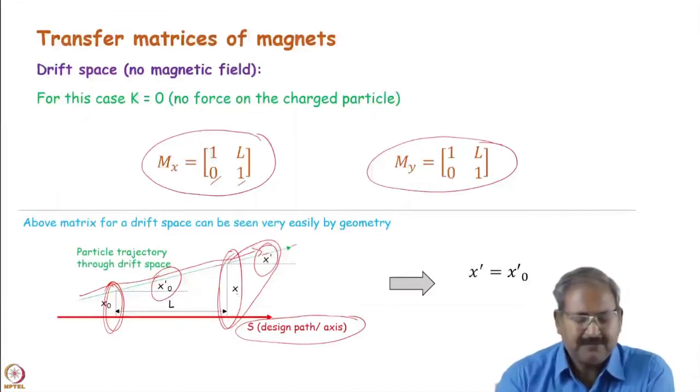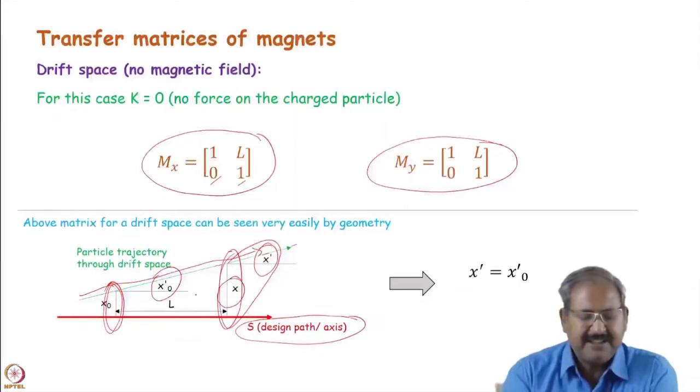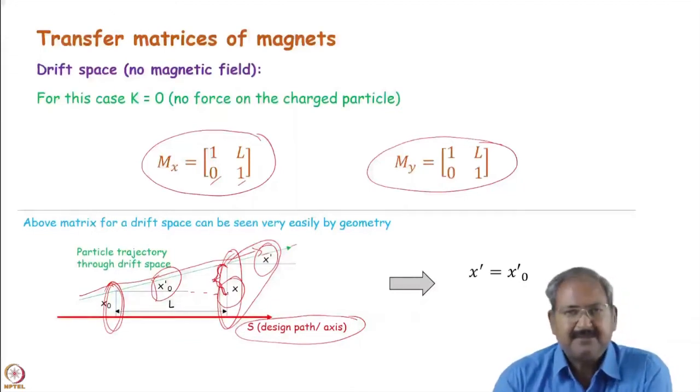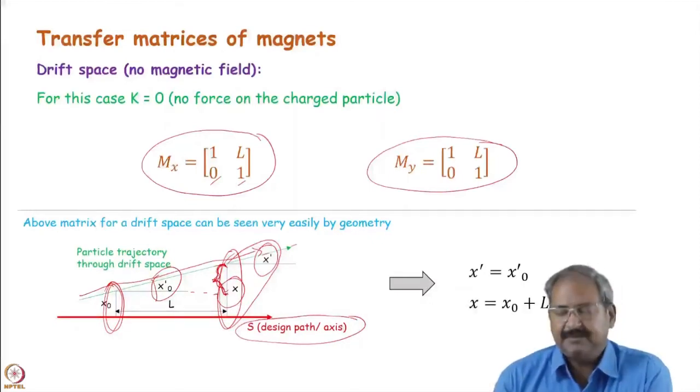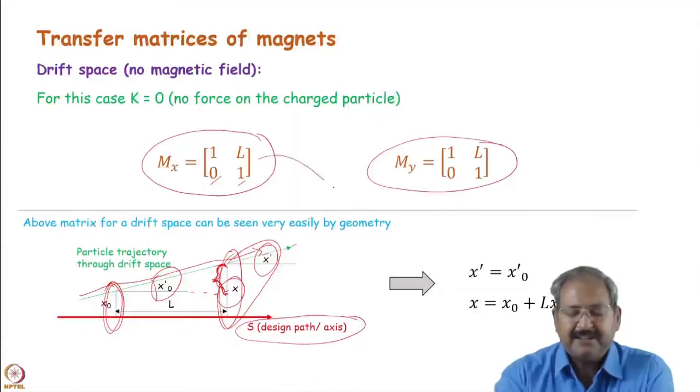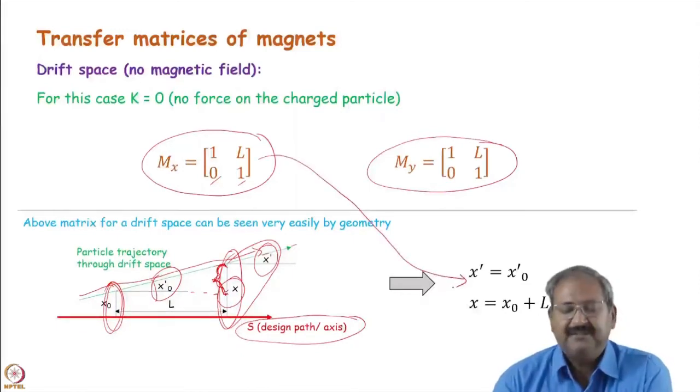And in the case of x, you can easily calculate that if this is the angle x'0, then this length will be Lx'0, and then x will be x0 plus this quantity. So x0 plus Lx'0. And using the matrix, you will get the similar thing. So we have proved very easily that the matrix which we got for the drift space is correct.